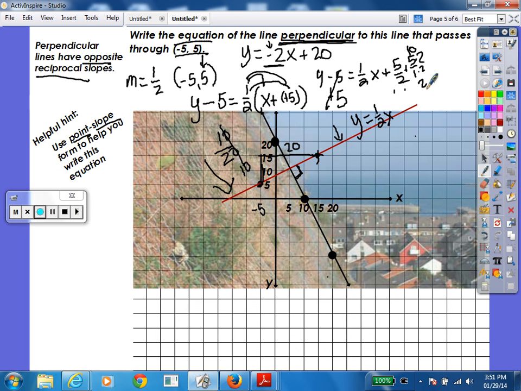and that's 10 over 2. So plus 15 halves, which works out to 7.5. And if you look at it, that's pretty much halfway between 5 and 10. So your y-intercept is 7.5. And it's okay to write your equations like this in algebra. And so that's how you do perpendicular. Okay? So that's what I got for you.